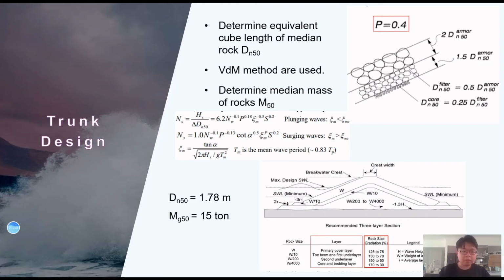The first step is to determine the equivalent curve length of medial rock. The Rother-Meyer formula is used to determine DA15. First is to determine zeta m and zeta mc. Zeta m can be calculated using mean wave period. Then comparing them to calculate the other unknowns in the equation.